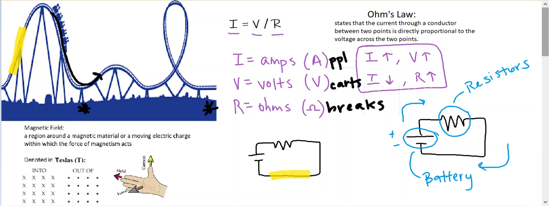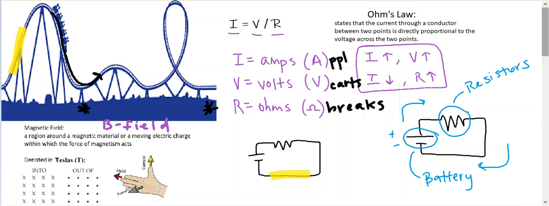This is in turn a magnetic field. A magnetic field is a region around a magnetic material, in this case the track, or a moving electric charge, the people, within which the force of magnetism acts. So how close do you have to be to the magnetic material with the current flowing for it to have an effect on you? It's an area. Magnetic field's an area. Important thing to note is that magnetic field is also commonly referred to as B field.